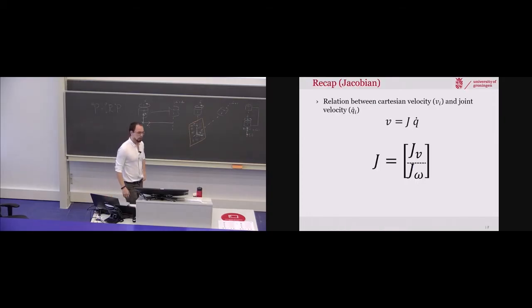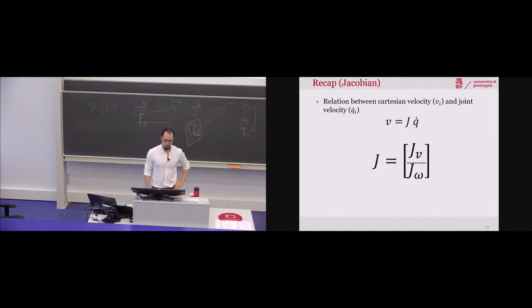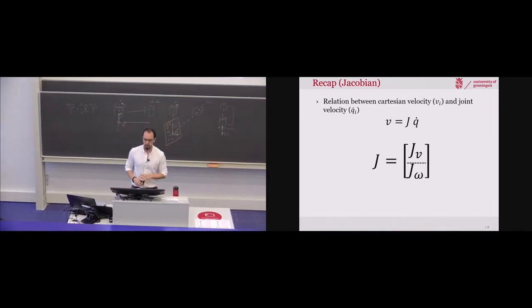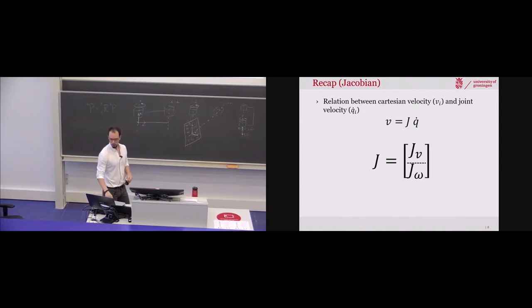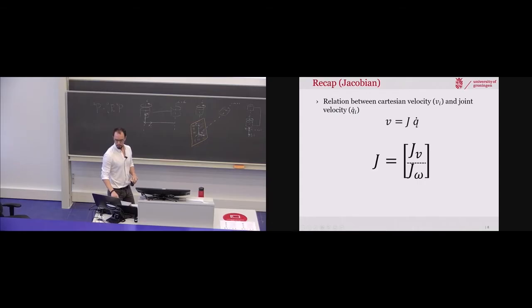Now, let's go on with the Jacobian. Well, the Jacobian basically is what tells you the relation between the linear velocity and the derivative of the joint variables, that is this q-dot over here. Therefore, it describes basically how the robotic arm is moving, and what is the velocity of the end effector given the velocity of each one of the joints.